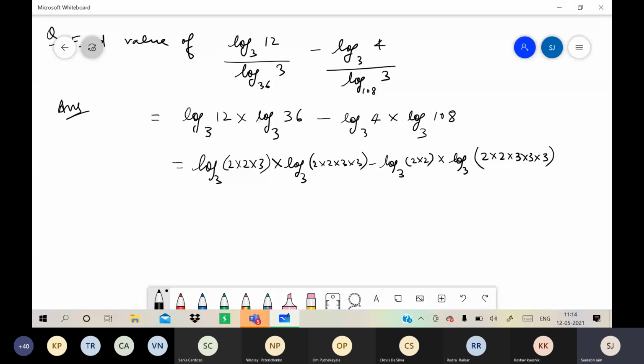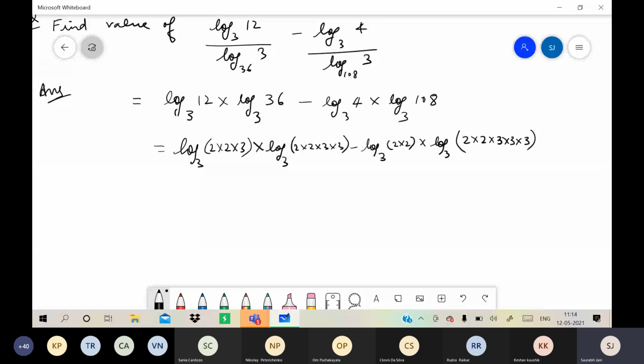Now what to do after this? Use that generalized property of log. What you can write in place of the first term: log 2 base 3 plus log 2 base 3 plus log 3 base 3. Remember, this is by the generalized result of addition. Similarly, in place of this term, you can write log 2 base 3 plus log 2 base 3, then log 3 base 3, then log 3 base 3.